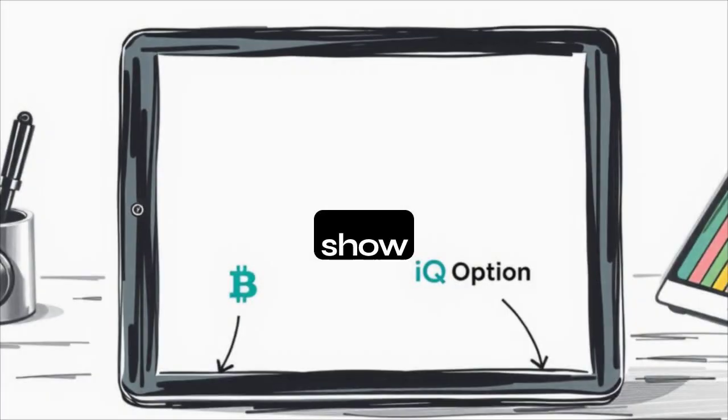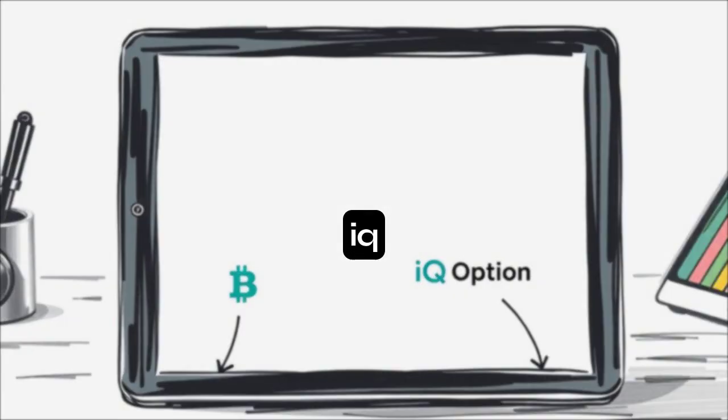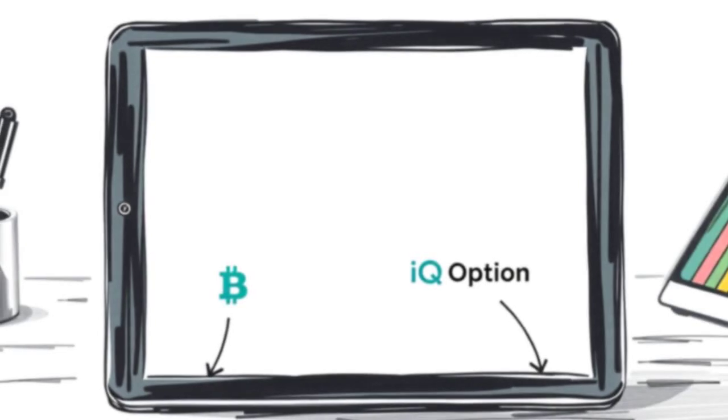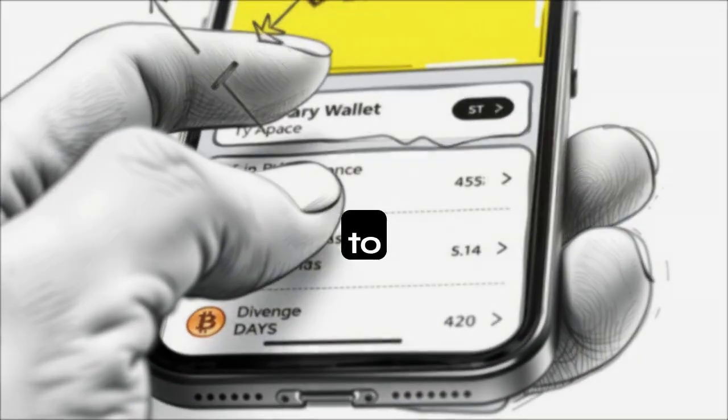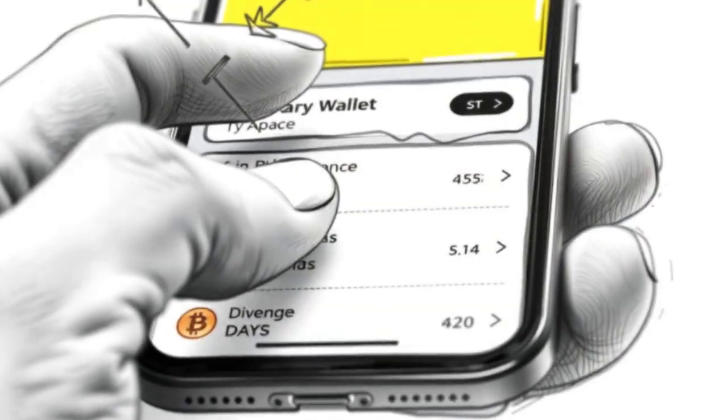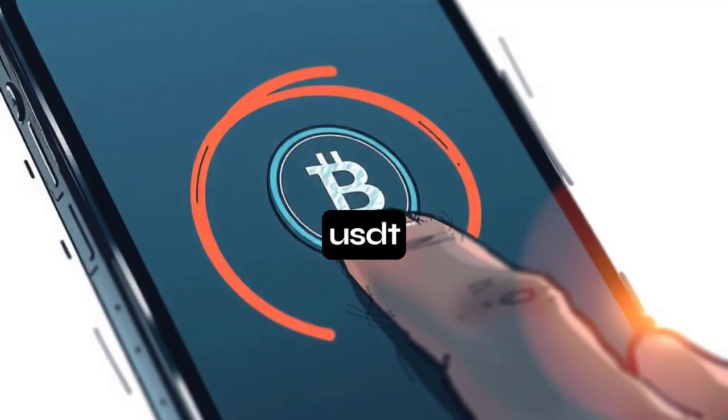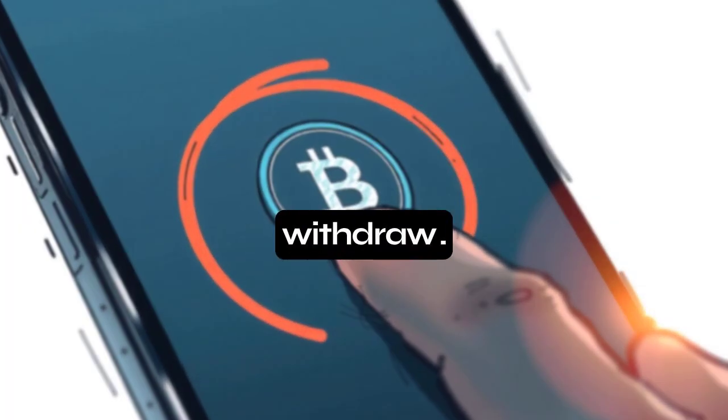In 60 seconds, I'll show how to transfer crypto from Binance to IQ Option safely and quickly. Open your Binance wallet and tap Assets to view your cryptocurrency balances. Choose the crypto you want to send. USDT is common, then tap Withdraw.